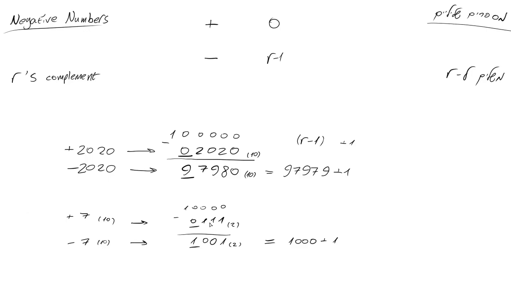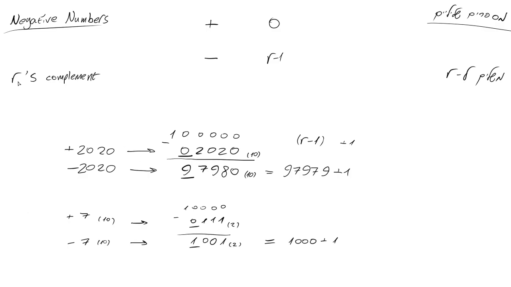Same in binary. In binary, you again could do the 1 and zeros and subtract, or you could just flip all the bits, all the digits, and add 1 to it. So if you flip it, you get 1000, you add 1, and you get 1001.